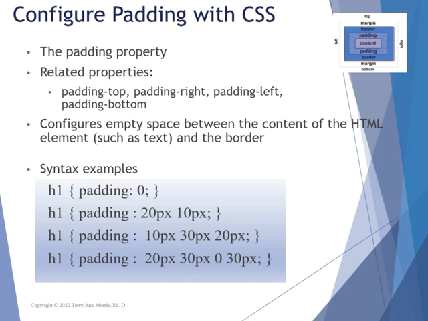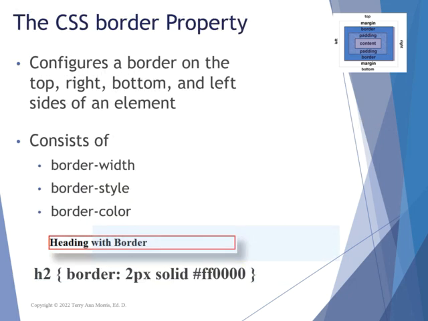the syntax examples below. The CSS border property configures a border on the top, right, bottom, and left side of an element. It consists of border width, border style, and border color. Here is an example of heading with border. For H2, for instance, we assign 2 pixels to the border, while for the solid color, we assigned #FF0000.